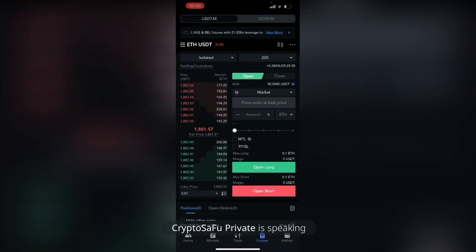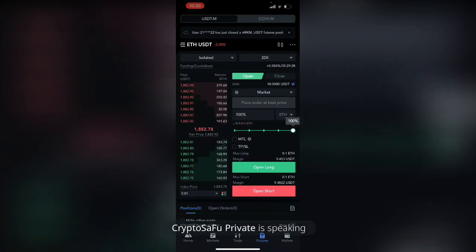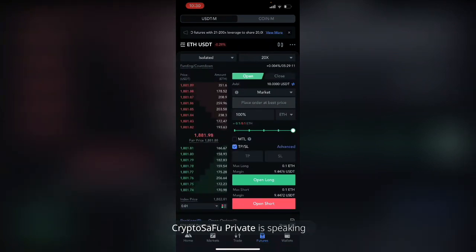So now what I have to do is, let me try to increase my price. Okay, so I want to use all the money I have on my future account to short this trade. So now I've done that. What do I have to do next? I have to set my take profit and stop limit.